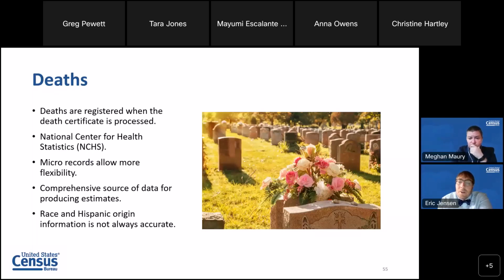Big issue is there's a 2-year lag that we have, so the data are not always current. So from the year of the death until we get those records from the National Center for Health Statistics, there's that 2-year period.